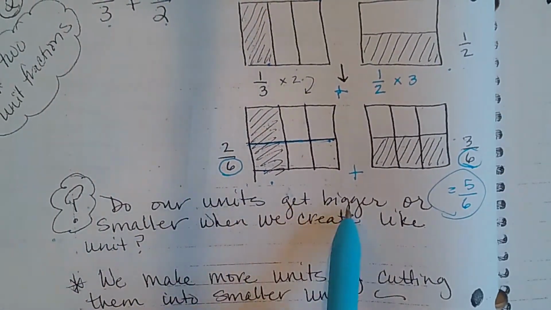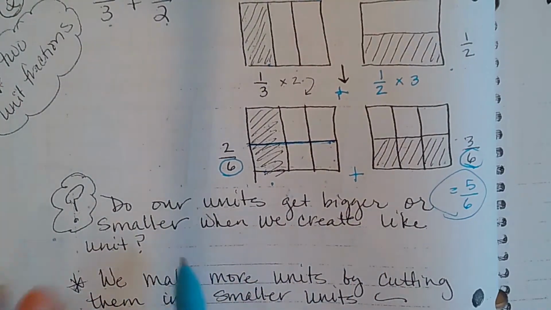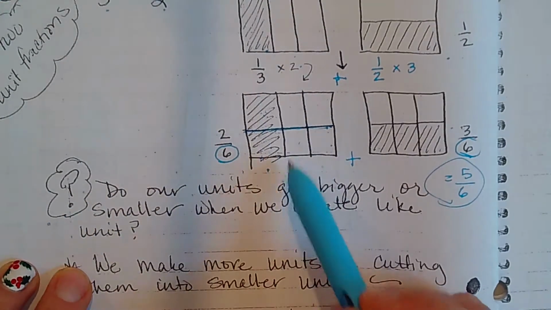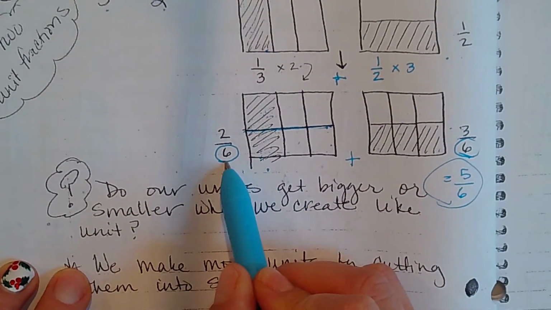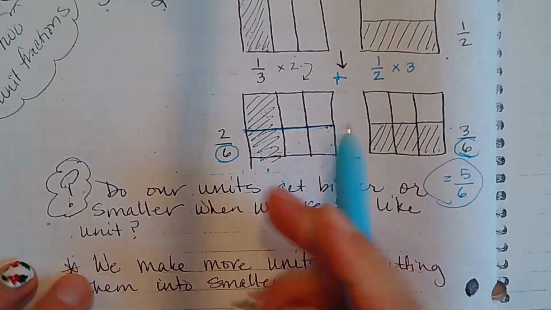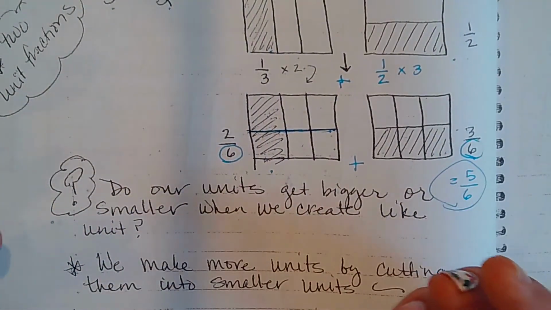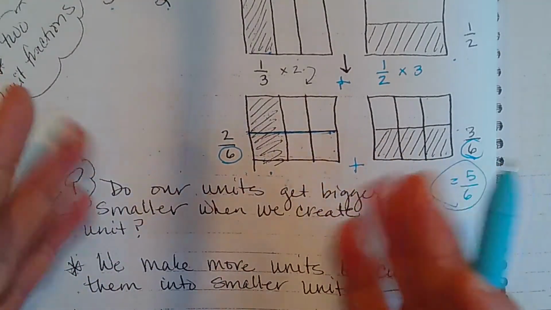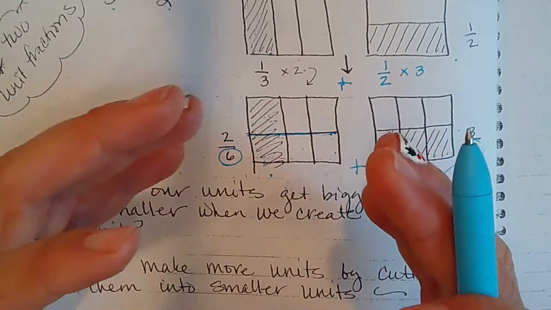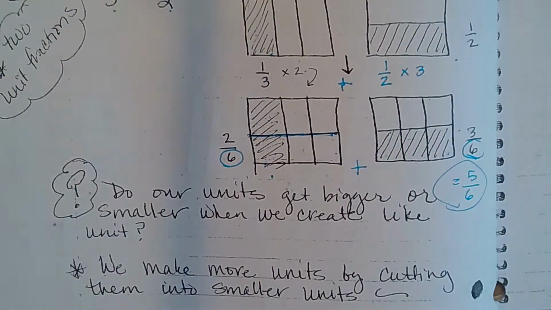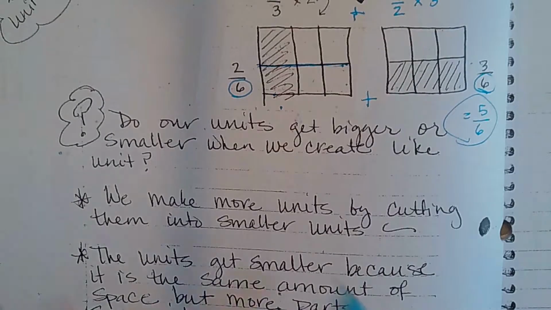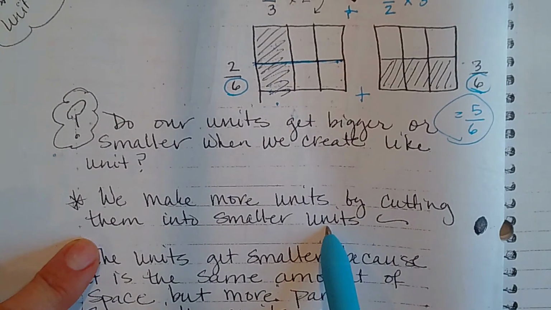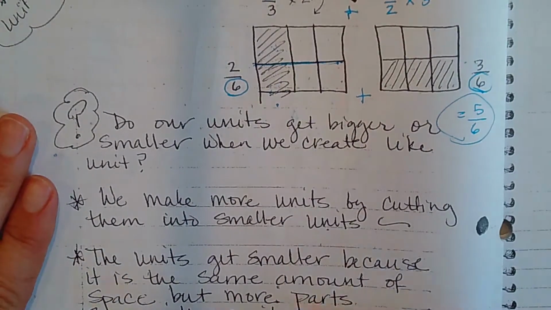So do our units get bigger or smaller when we create like units? Technically they're getting smaller. So you're right, our units are actually getting smaller, but our denominator actually gets bigger. We're breaking it up into more pieces. So because we're breaking it up into more pieces, we have more pieces to account for. So our denominator does get greater. We make more units by cutting them into smaller units.